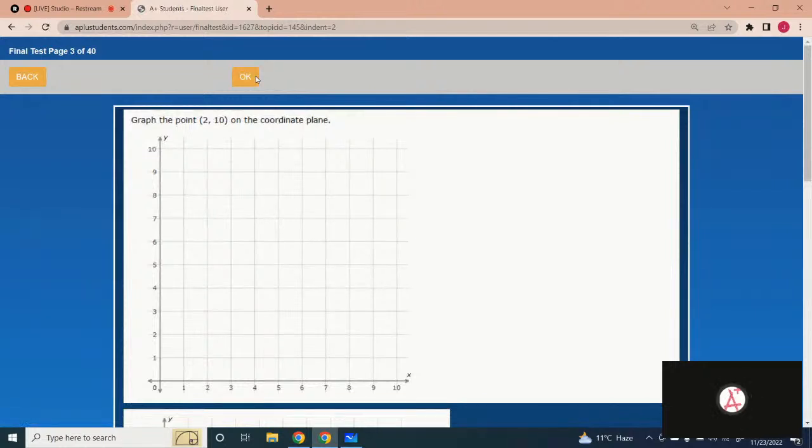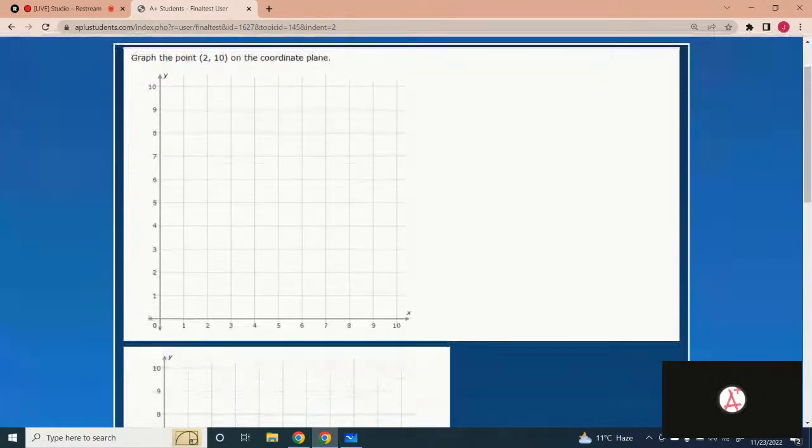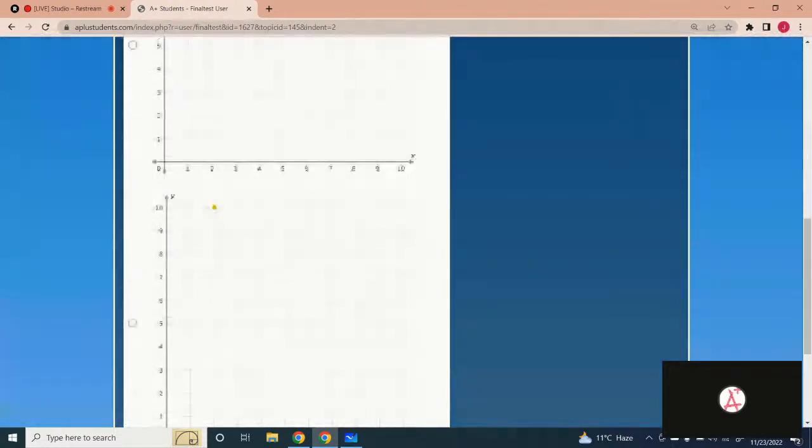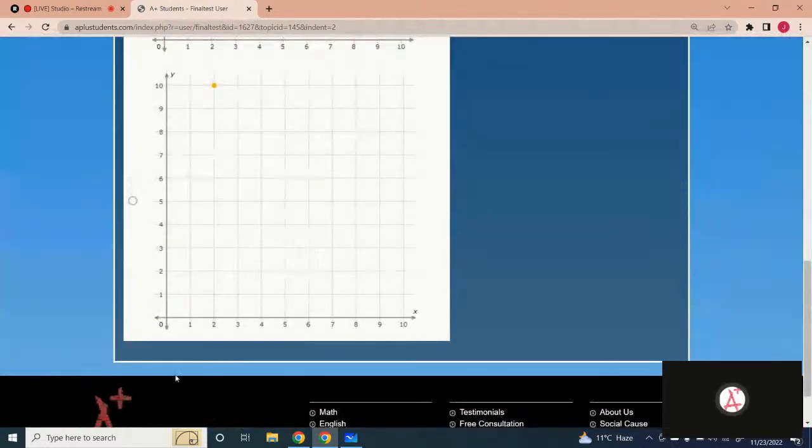Okay, graph the point 2, 10 on the coordinate plane. x has the value 2 and y has the value 10. So here you have x 2 and here you have y 10. Just make a point right above the 2 and 10. Yes, this one is at 2 and 10. You can match the value from the x-axis: it would be 2 here and 10 here. Got it?